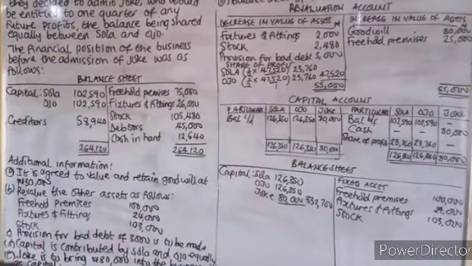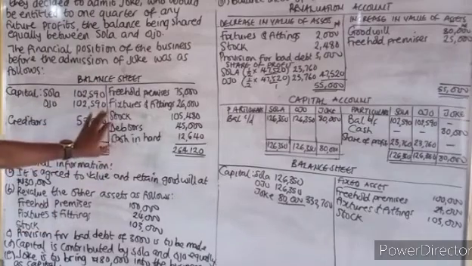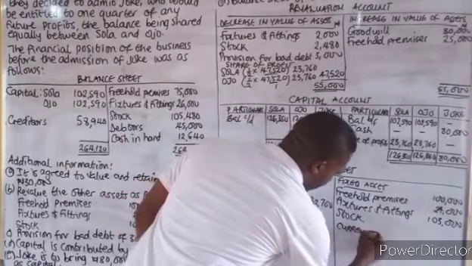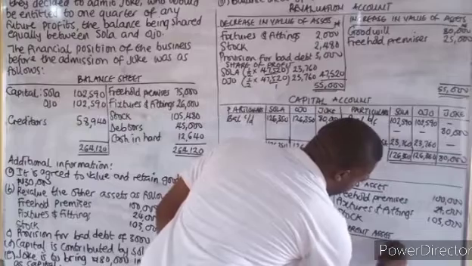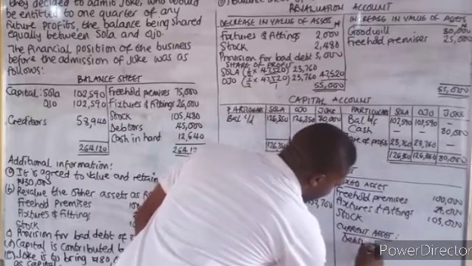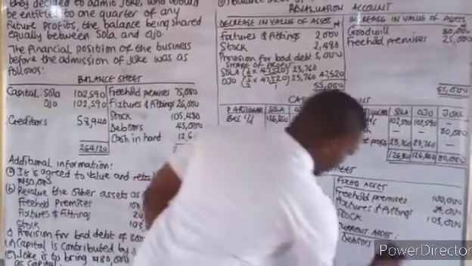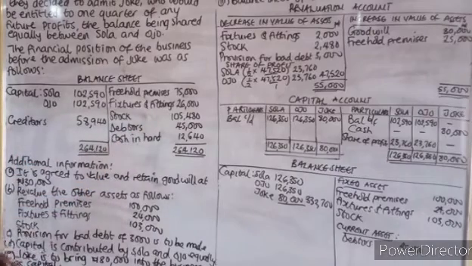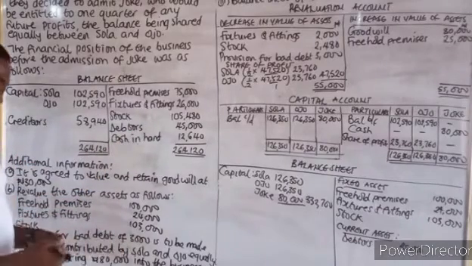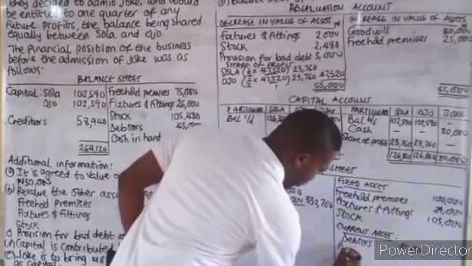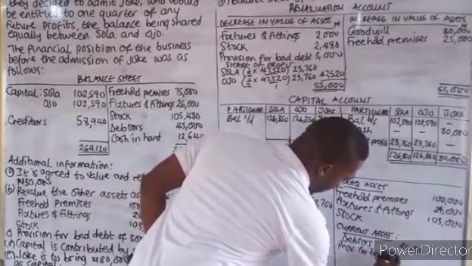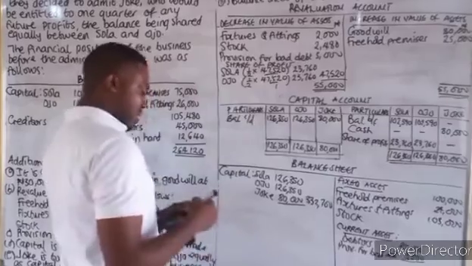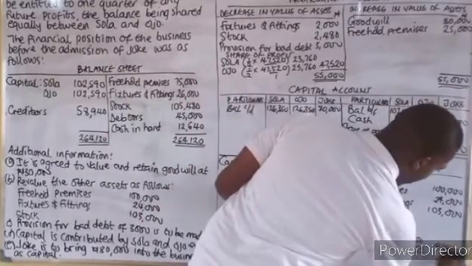Okay, now we'll check. The debtors is a current asset. So we'll come here, our current asset. So we have our debtors. Our debtors is how much? 45,000. It was not revalued. So write what was here. Now remember the provision for bad debt is 3,000. So it will come here to reduce the debtors figure. So 45,000 minus 3,000 will give us 42,000.